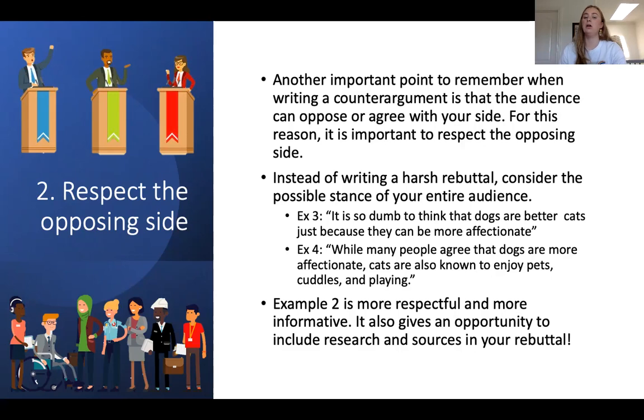So in example 4, we maybe have a better use of this argument. So while many people agree that dogs are more affectionate, cats are also known to enjoy pets, cuddles, and playing. So example 4 is more respectful and more informative, and it also gives you the opportunity to include your own research or sources in your rebuttal.